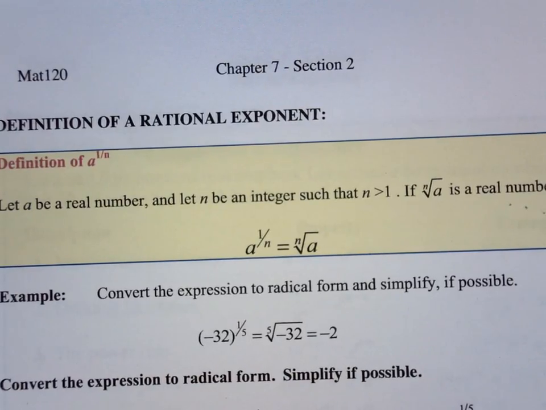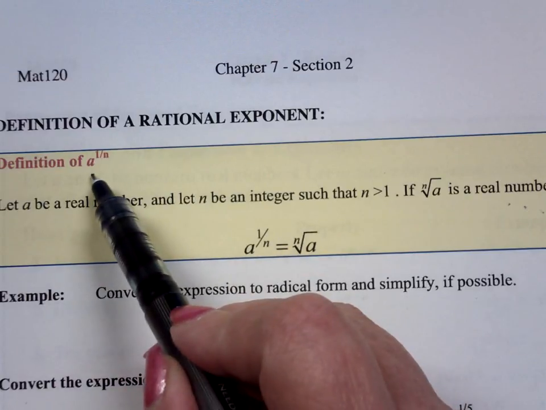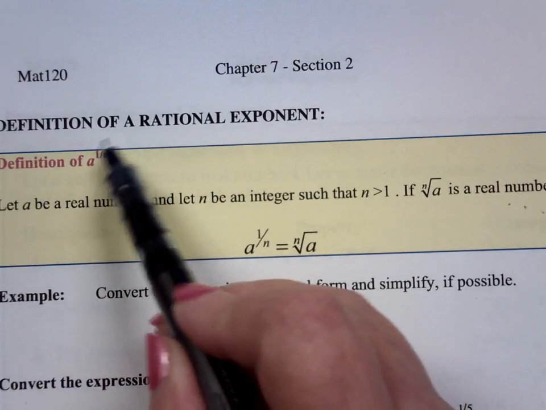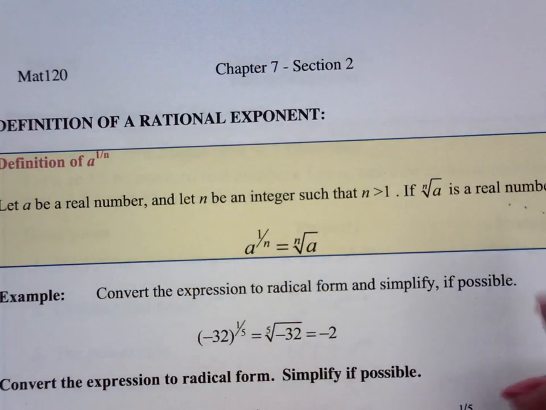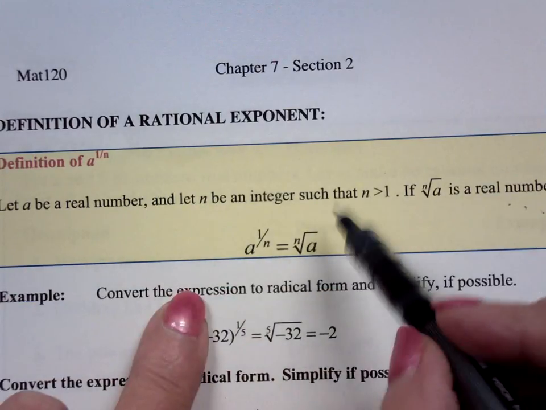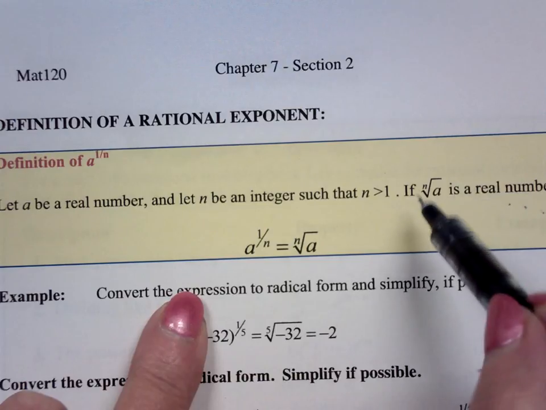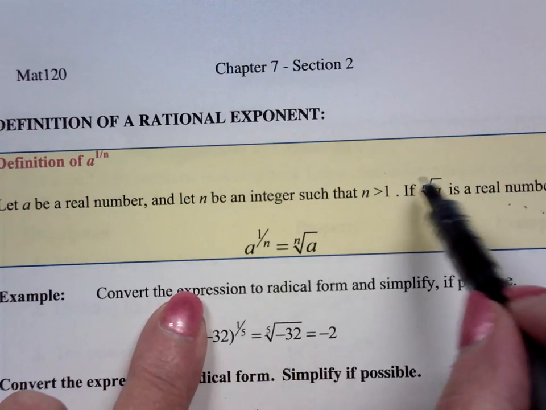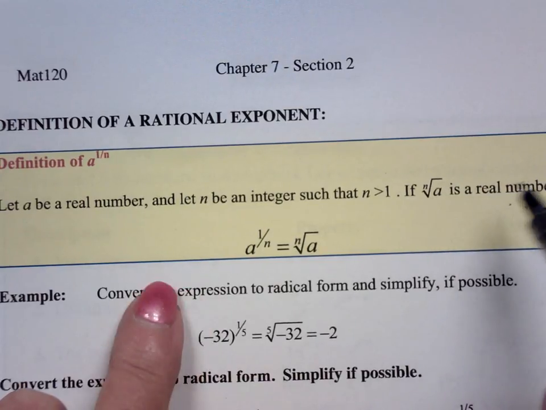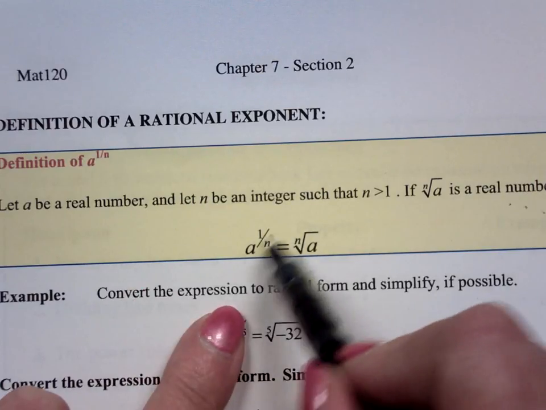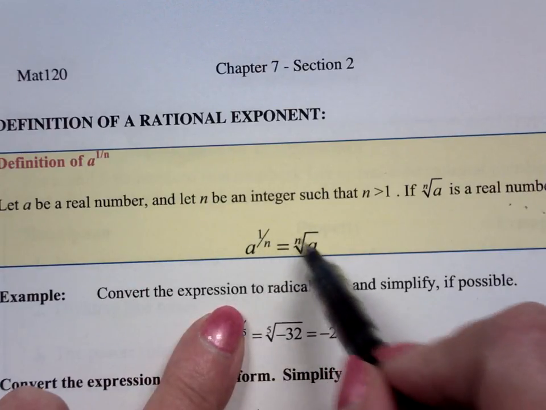What we are looking at in 7.2 is really the power of radicals. For those of you who are going on, you're going to run into this. It's the idea of a definition of a base with a fractional exponent. It says, let A be any real number, let n be an integer greater than 1. If I'm looking at the nth root of A, then A to the 1 over n is equal to the nth root of A.